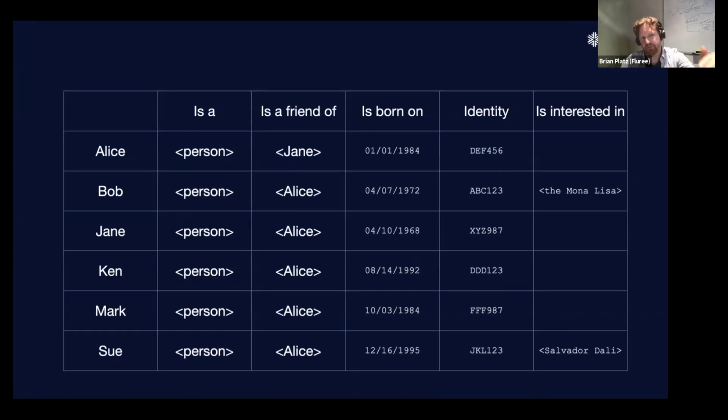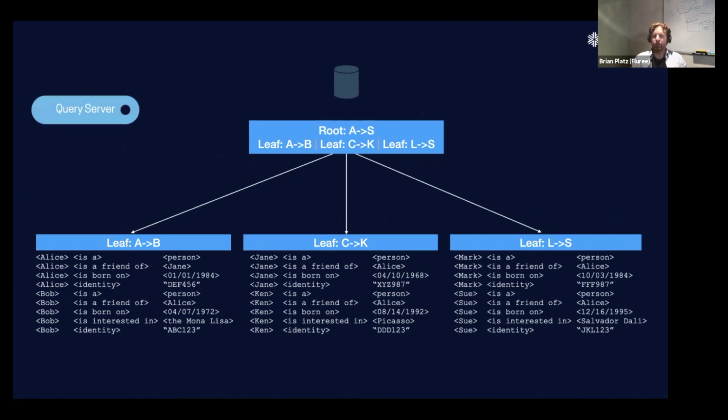So we have the rows on the left: Alice, Bob, Jane, Ken, Mark, Sue. And then we have the columns on the top: is a friend of, is born on, identity, etc. And then we have the values for each of those cells. So one cell represents one piece of RDF. So that's kind of what RDF is. So Fluree is a log of RDF data. It's an append-only log of RDF data.